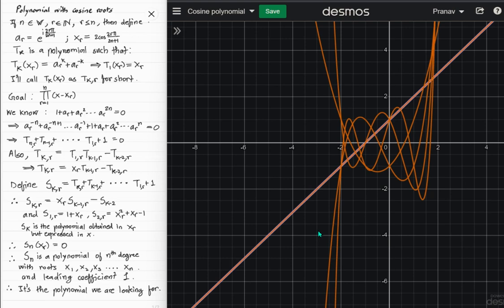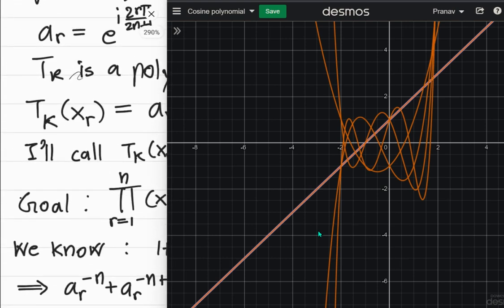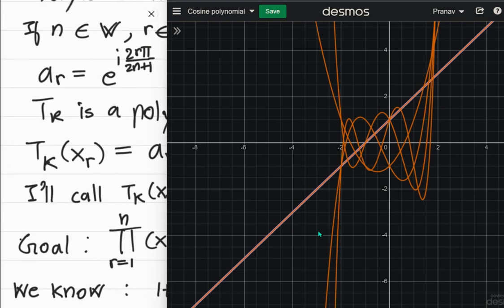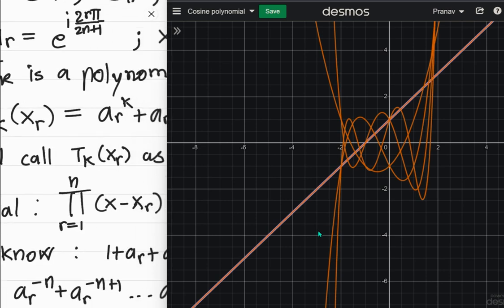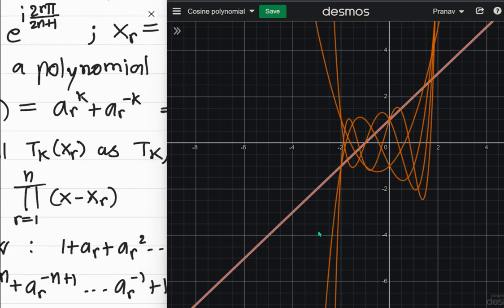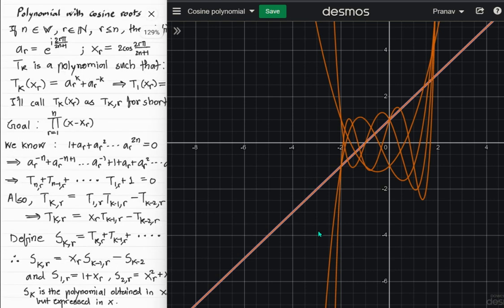So next we define this thing t sub k. It's a polynomial in x such that t sub k of x sub r is equal to a sub r power k plus a sub r power negative k. So the addition of a sub r power k and a sub r power negative k can be written as a polynomial in x sub r. Right, it's very much doable. So once you get that polynomial, just replace every x sub r with x, and that polynomial is what we are referring to as t sub k.